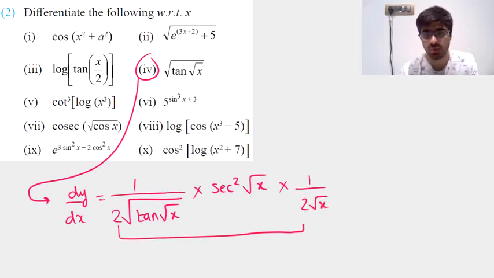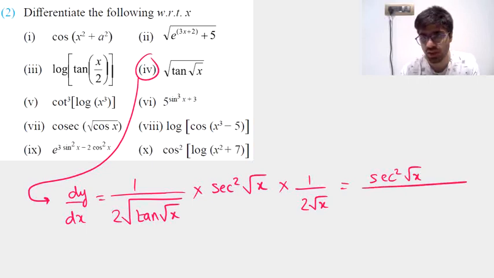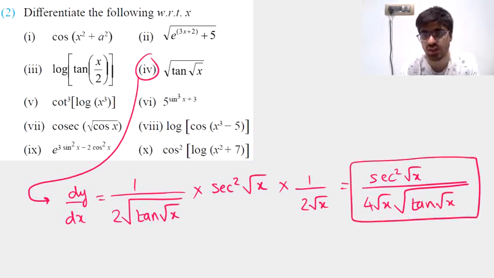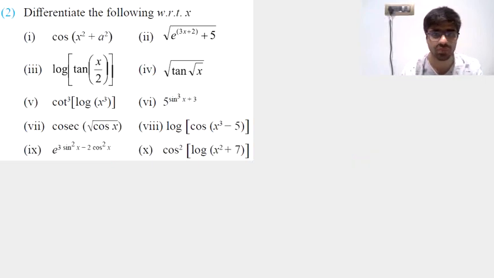Definitely you can multiply the two 2's over here and write the final expression as sec square root x the whole divided by 4 root x into root over tan root x. Yeah, that's the final expression for dy by dx for that fourth question. Let's continue with the fifth one.